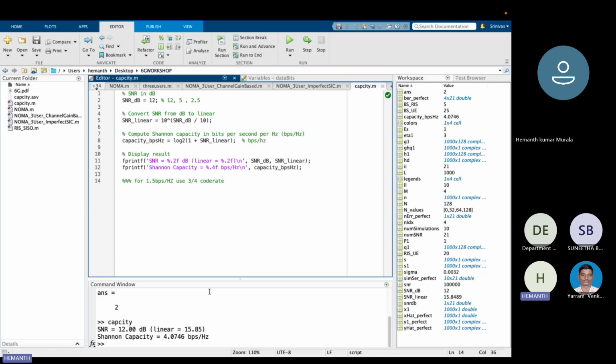Okay. This is not an exam. QPSK means, yeah. QPSK means quadrature phase shift keying, and it means two bits at a time you have to transmit.